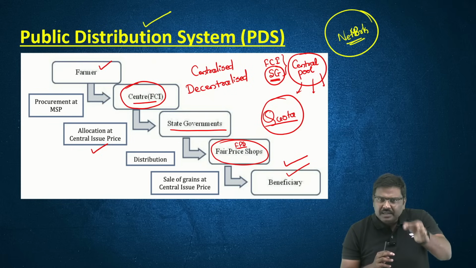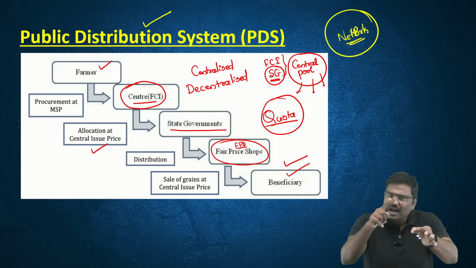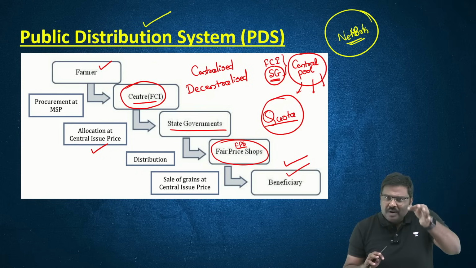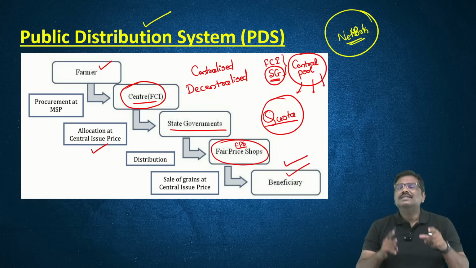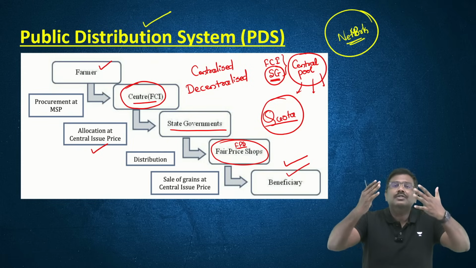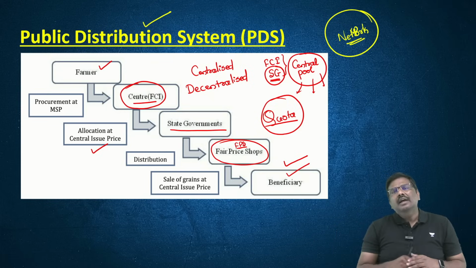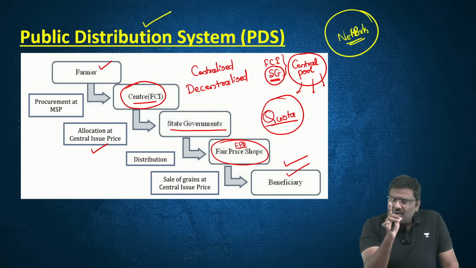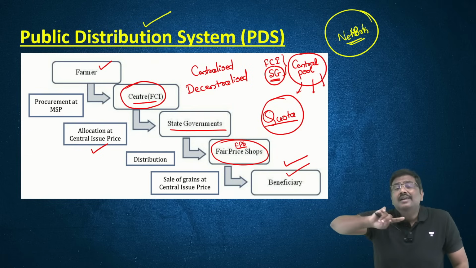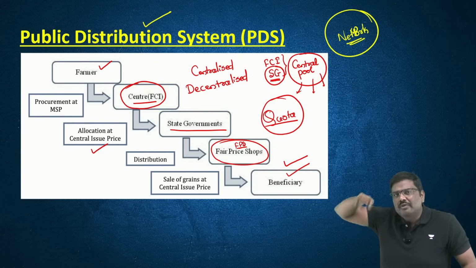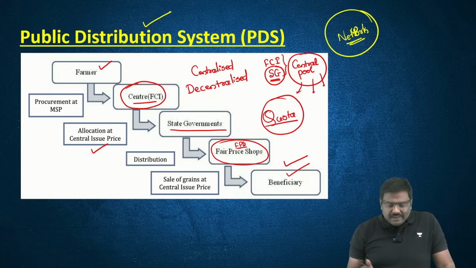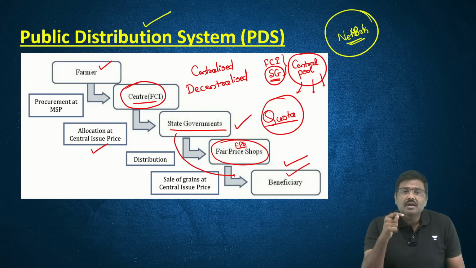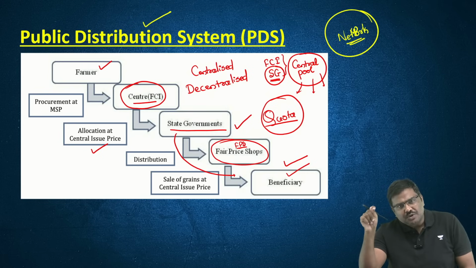Center will bear the burden according to what has been announced by the center. If the center simply says, I am going to provide only 5 kgs of food grain, the subsidy burden of 5 kgs will fall on the shoulders of the center. If the state wants to distribute 10 kgs, let them do it. But the burden on the center will be only for 5 kgs. For the remaining 5 kgs, the subsidy burden will fall on the state government. And that is the reason the state governments play a very important role in the distribution of the food grains under the public distribution system.